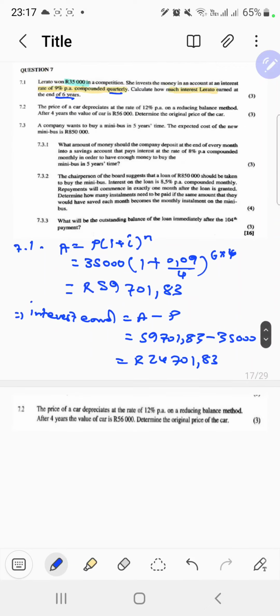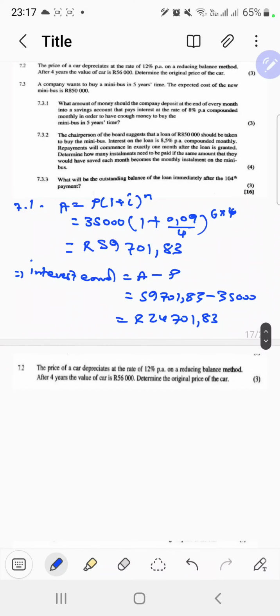Anyway, that was how many marks we're trying to get. The 3 marks. Of course, the most important is to get this, and then of course the substitution there, and then this final answer. Easy marks, easy marks. All right.